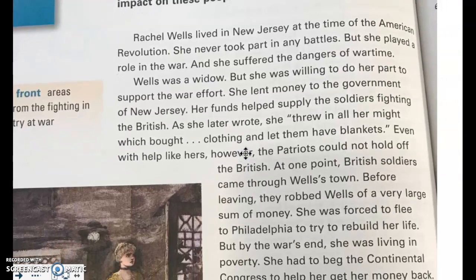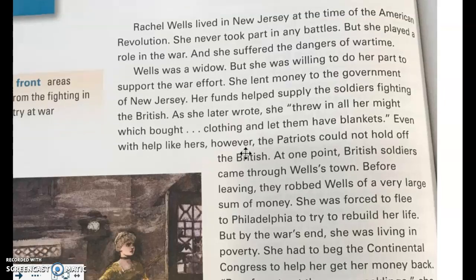Rachel Wells lived in New Jersey at the time of the American Revolution. She never took part in any battles, but she played a role in the war, and she suffered the dangers of wartime. Wells was a widow, but she was willing to do her part to support the war effort. She lent money to the government of New Jersey. Her funds helped supply the soldiers fighting the British. As she later wrote, she threw in all her might, which bought clothing and let them have blankets.